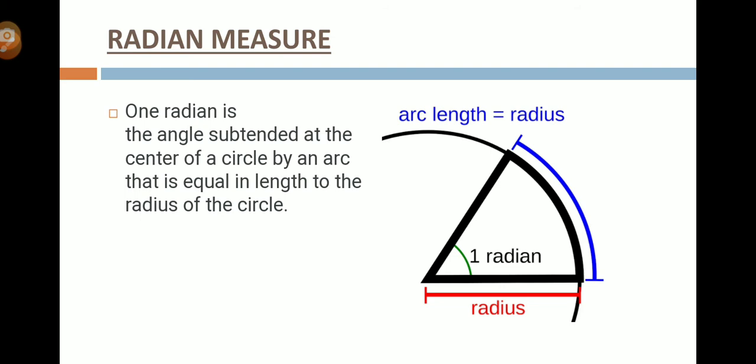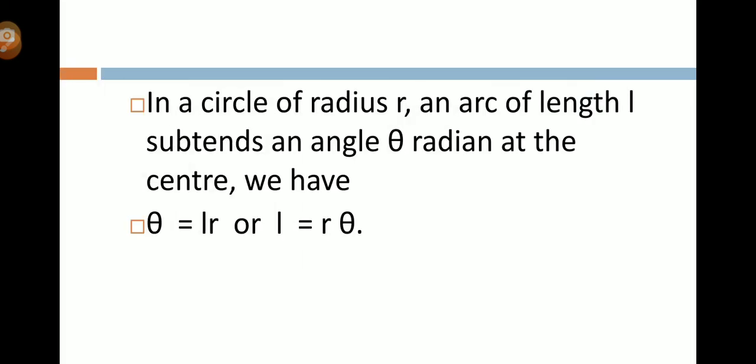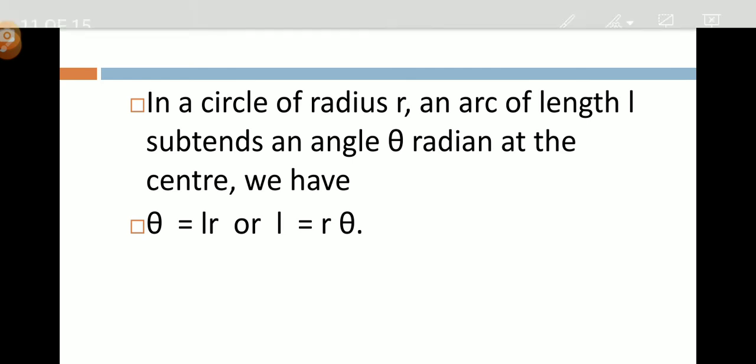If in a circle of radius r, an arc of length L subtends an angle theta at the center, then theta is equal to L by r. This is one of the formulas we have, where r is the radius of the circle, L represents the arc length, and theta is the angle in radians.